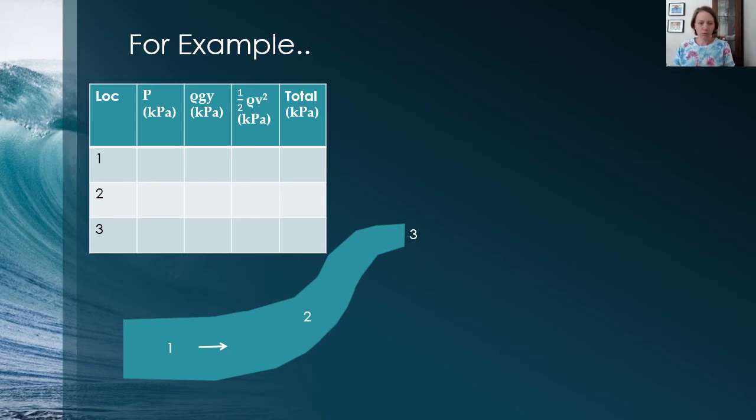So what I would probably do is set up a table where I have all 3 locations and 4 different columns. Column 1 is for the mechanical pressure, column 2 is for the gravitational energy stored as pressure, column 3 is for kinetic energy stored as pressure, and then I'm going to put a total column because that's where we're going to see this conservation of energy come up in this equation.